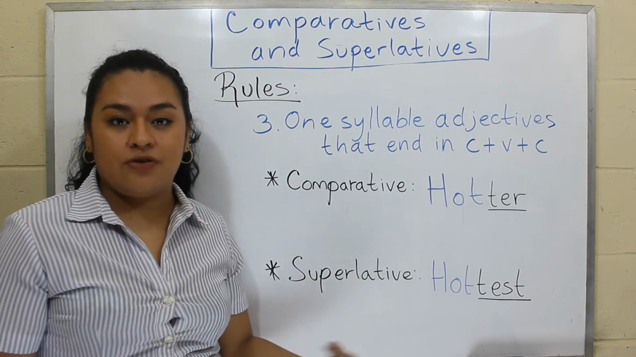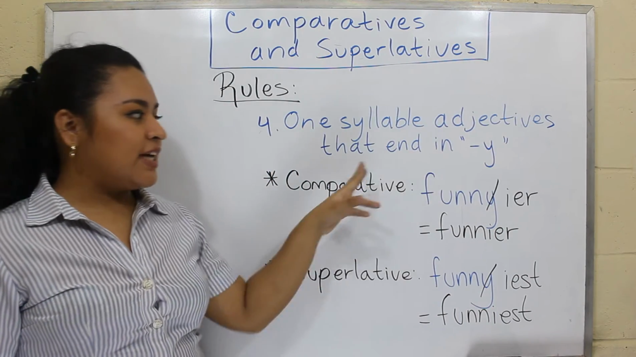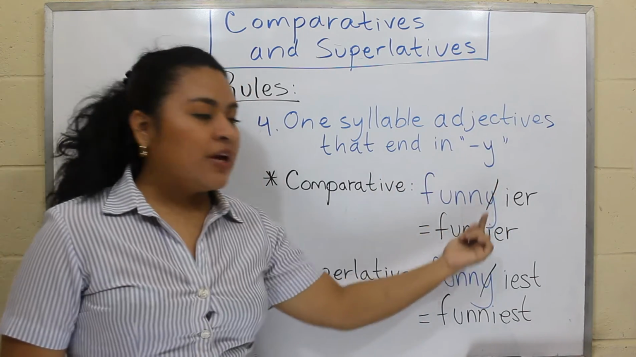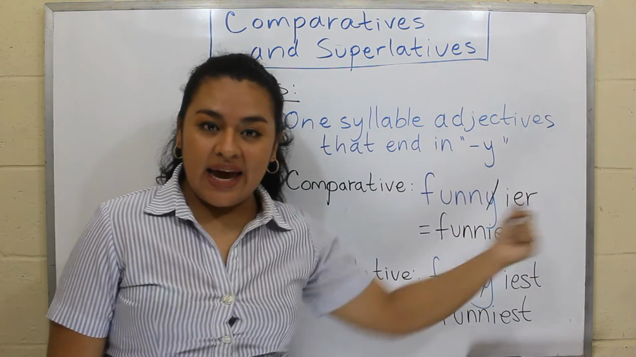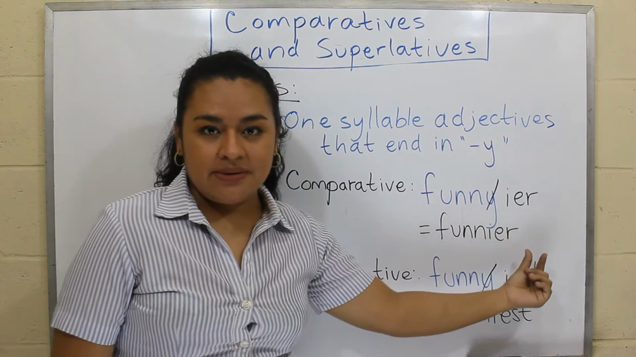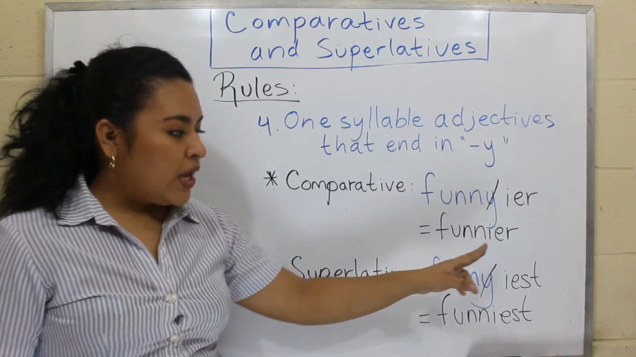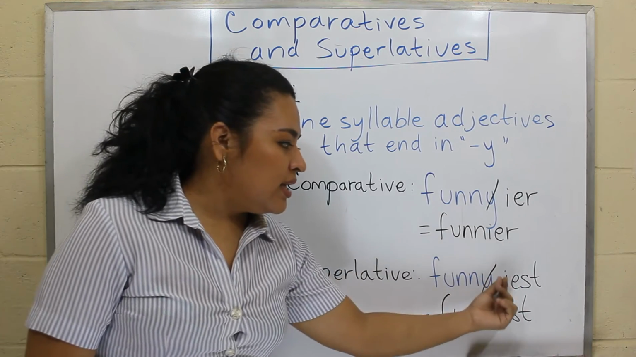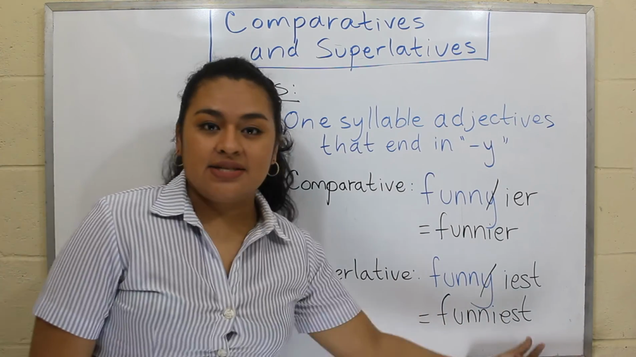Case number 4 is for one-syllable adjectives that end in y. To create a comparative form, we remove the letter y and we add "ier" at the end of the adjective. So for "funny," it is "funnier," without the letter y. And for the superlative, we also do the same. We remove the letter y and we add "iest" at the end of the adjective, so it is "funniest."